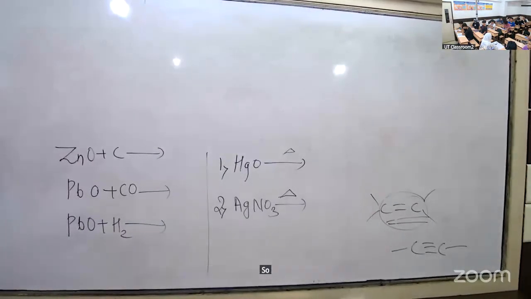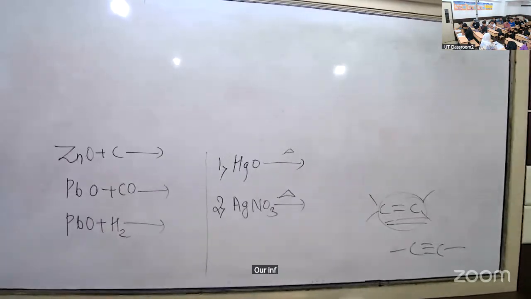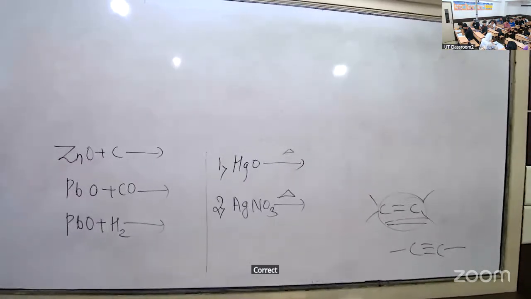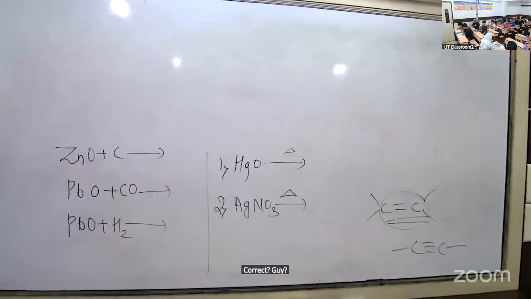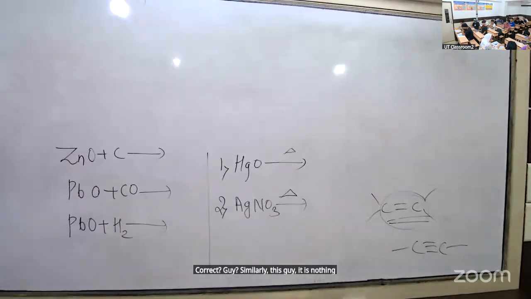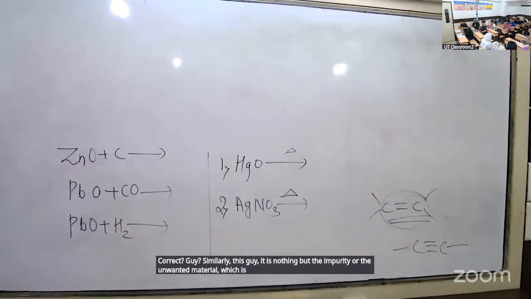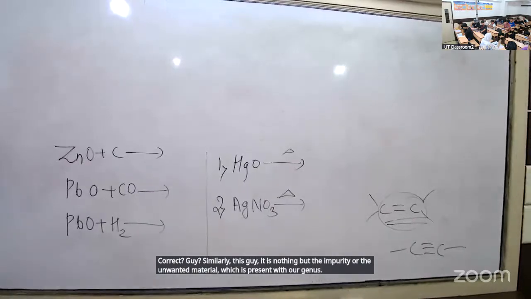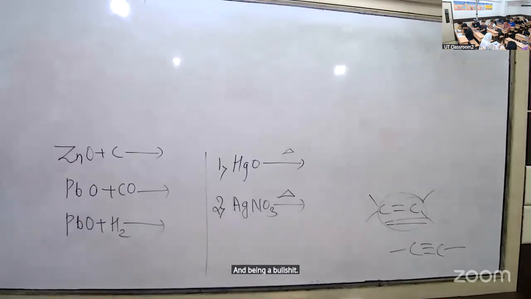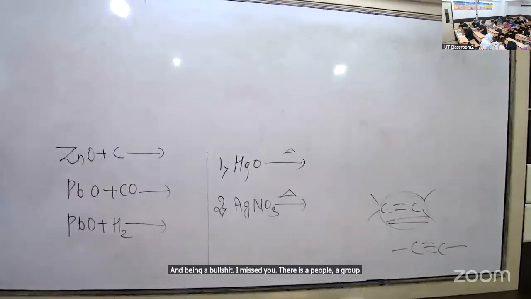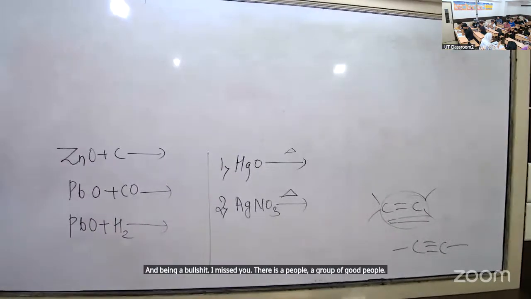Okay, let's come to gangue. So gangue, the local gang. All gangsters are there. All impurity is there. Unwanted material is there. Correct? Right? Similarly, this gangue is nothing but the impurity or the unwanted material which is present with our mineral and we need to separate it. Understood? Gang is also a group of good people, right? You will remember, won't you? Yes, okay.